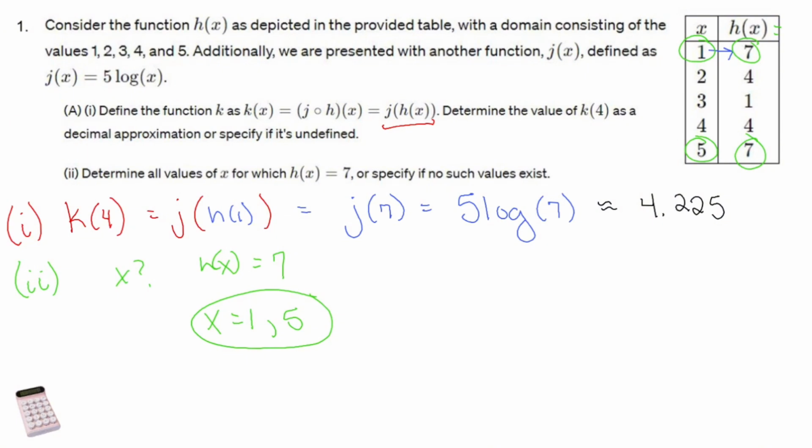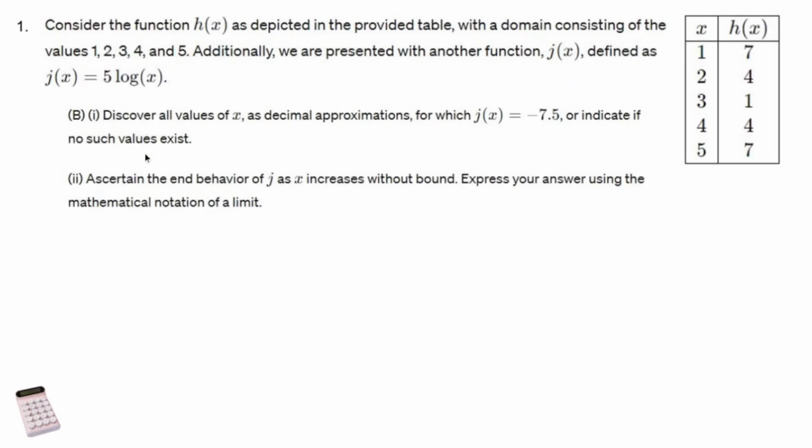Okay, problems 1 and 2 of part A complete. Now let's take a look at problems 1 and 2 of B. Consider the function h, it's the same thing, I don't know why I'm reading it. Discover all the values of x as decimal approximations for which j of x equals negative 7.5, or indicate if no such values exist. So this is me taking the j function and replacing j of x with negative 7.5.